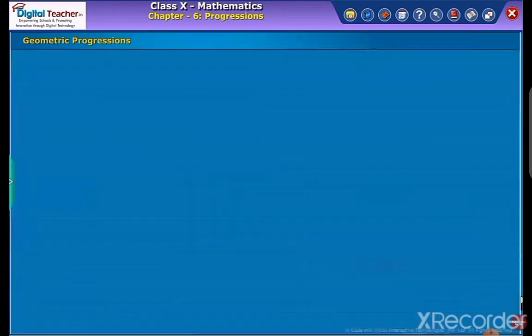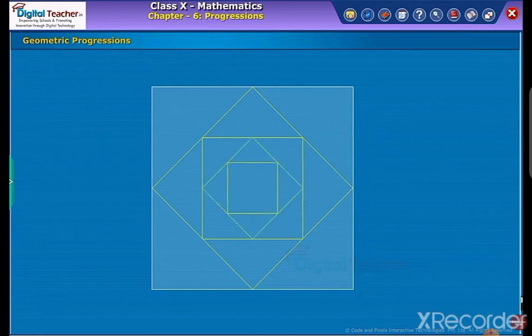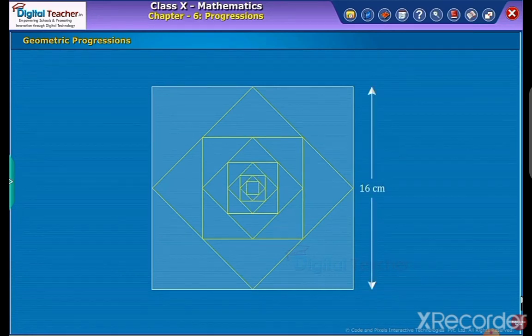A square is drawn by joining the midpoints of the sides of a given square. A third square is drawn inside the second square in the same way, and this process continues indefinitely. If a side of the first square is 16 centimeters, then the areas of the first, second, third, and so on squares will be respectively 256, 128, 64, 32 and so on. And here, successive terms are obtained by dividing the preceding number by 2.